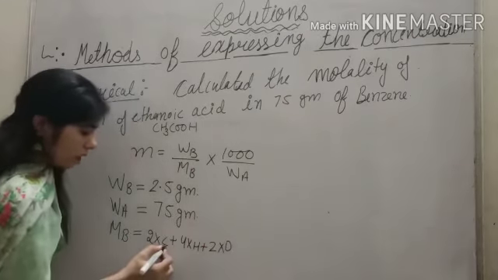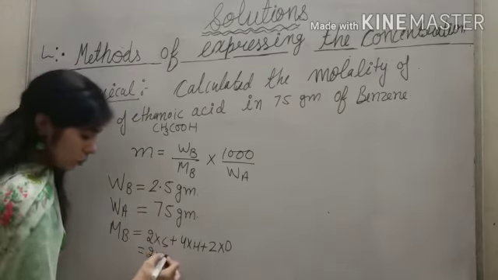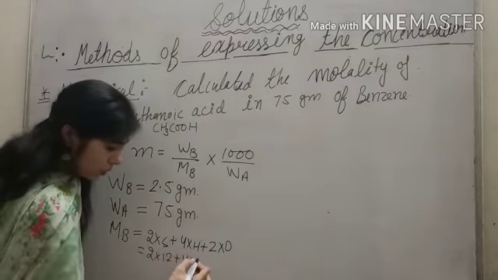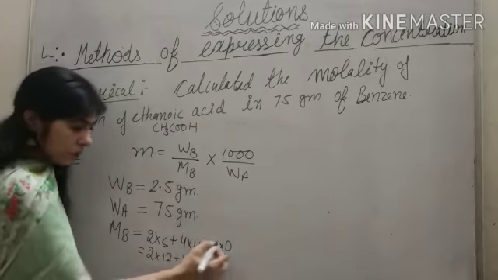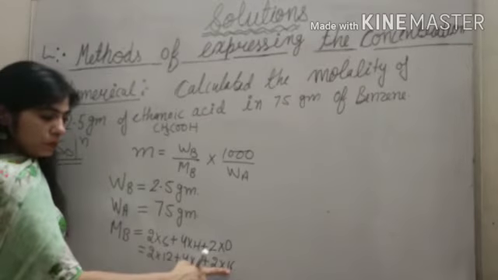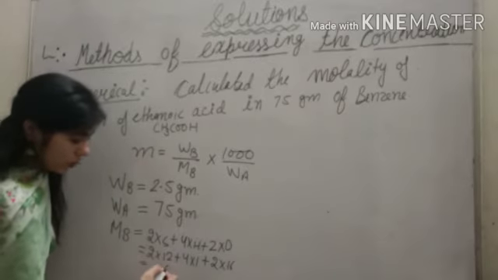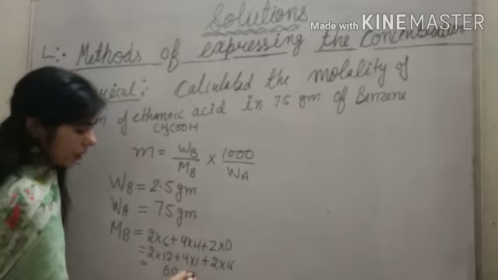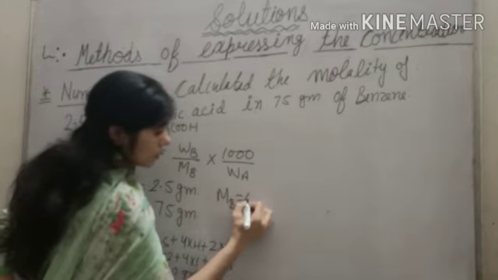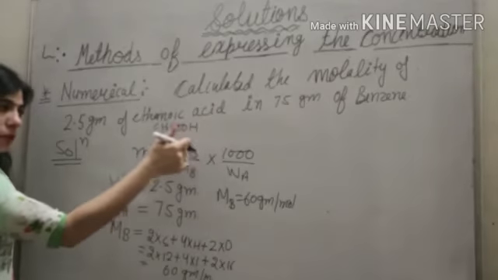And what is the mass of carbon? Mass of one atom of carbon is 12. And here 2 carbon atoms are there, so multiply by 2. Plus 4 into 1, as the atomic mass of hydrogen is 1. And what is the mass of oxygen? It is equal to 16. So I have written here 16. Now what is its molecular mass? 60 gram per mole. So MB is equal to 60 gram per mole.